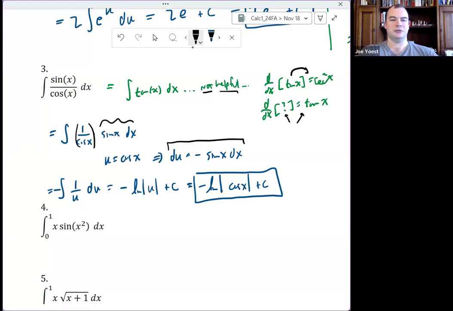So this is the integral of 1 over u, and then, well, du would be negative sine x dx, so sine x dx is negative du. So negative integral 1 over u du, that integrates to negative log absolute u plus c, or negative log absolute cos x plus c.